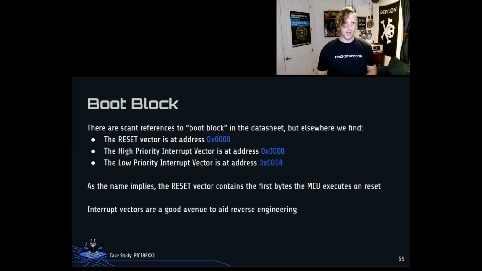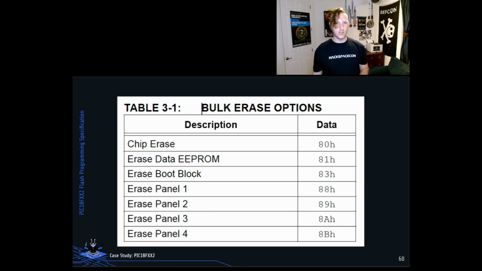But we want to look at a few different things here and see if we can find a logic issue. When we look at the boot block, there aren't very many references to it in the data sheet, but one of the things we can find there is the reset vector. As the name implies, the reset vector contains the first bytes that the PIC18 will start executing when it is reset. And additionally, when you extract code, having these interrupt vector tables or these interrupt vector addresses is a good way to help you find your footing when you actually do successfully extract the firmware. But to do that, we need to be able to figure that out.